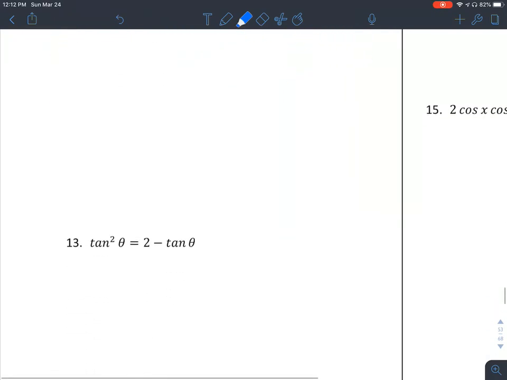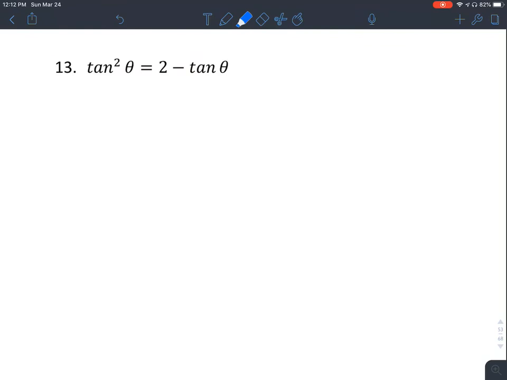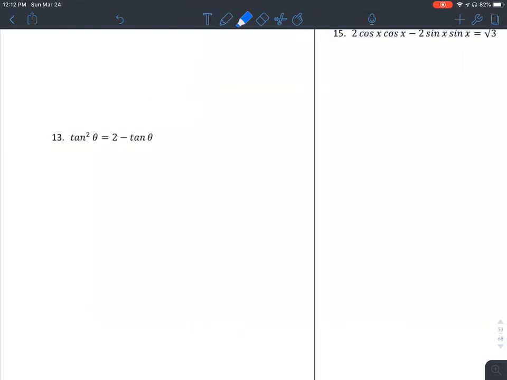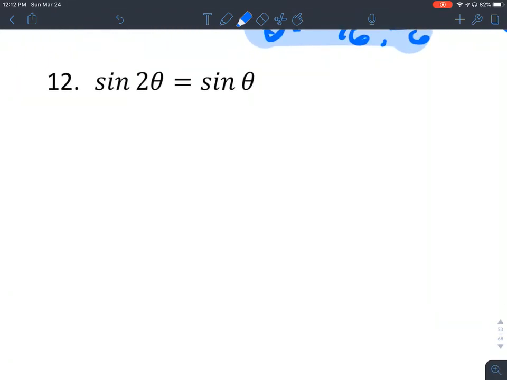Let's not do all these examples. Let's check out number 13. Well, let's not skip. Let's go back and do 12. What is sine of 2 theta equivalent to? Sine of 2 theta is equivalent to 2 sine of theta cosine of theta. That is the double angle identity for sine.